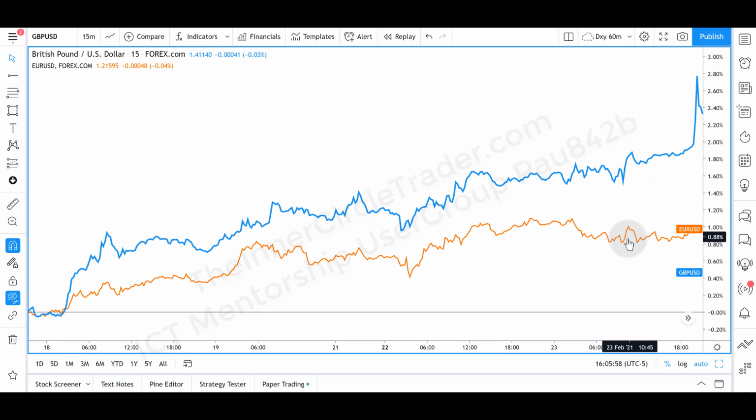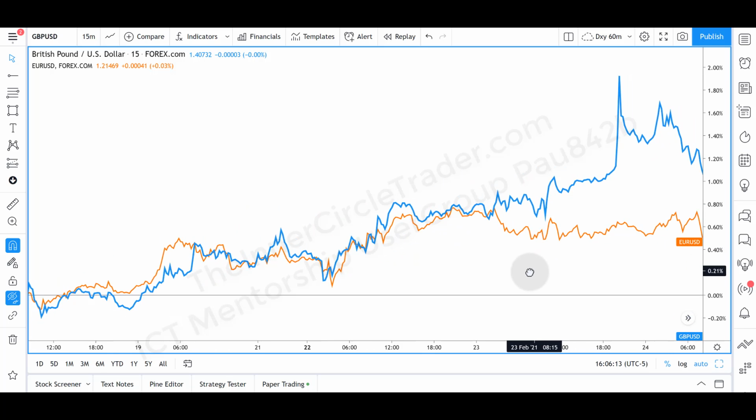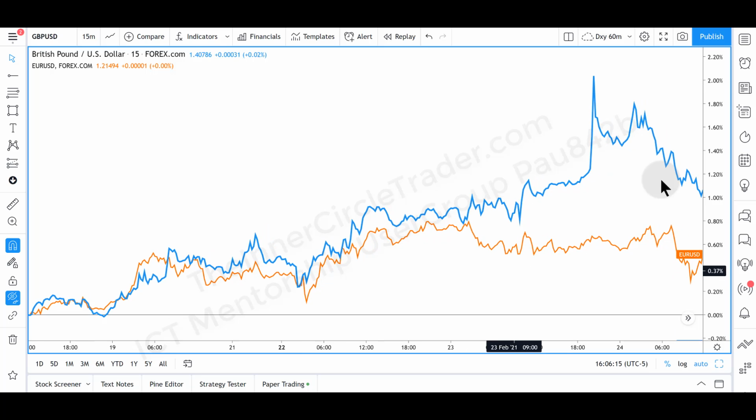Which one's going lower? The orange one. What's that? Euro dollar. Which one's failing to make a lower low when this one's going lower? Cable. Cable outperforms on the upside. Euro fizzles out and can't go higher. See that? And eventually they get in sync with one another again and start to trade in tandem.